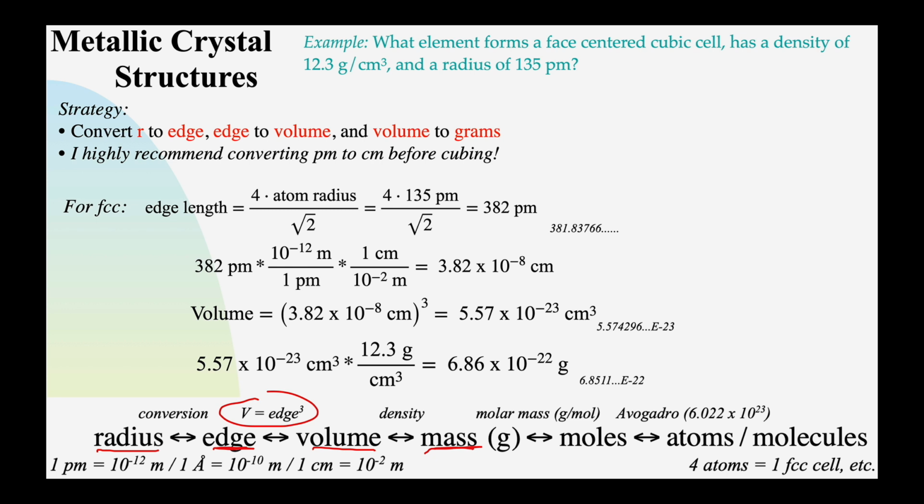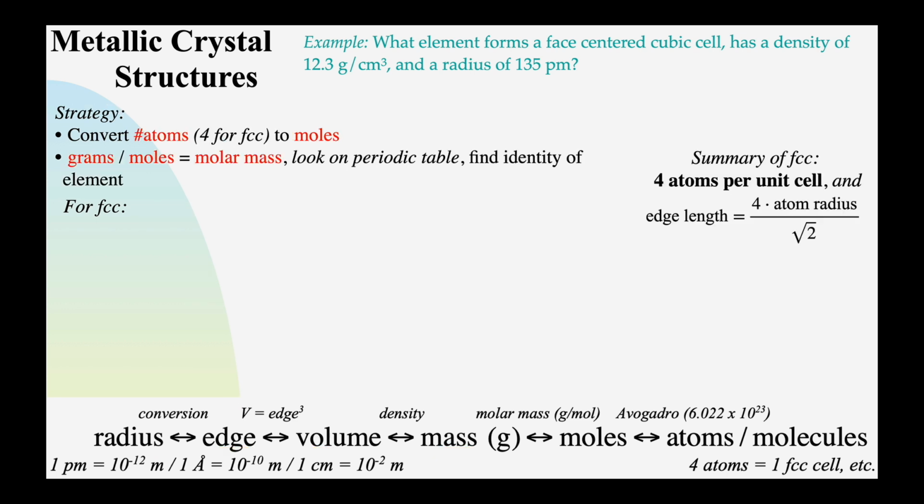But we don't know what element it is. We don't know the identity of it. So we have to stop here, and on the next slide, we're going to start on the far right at number of atoms and move left as far as we can. In the next part here, what we're going to do is start with the number of atoms.